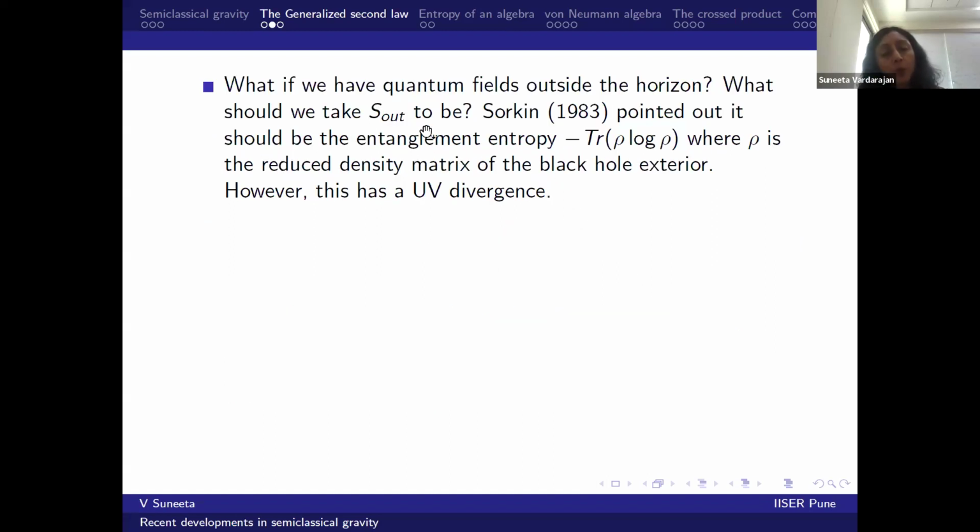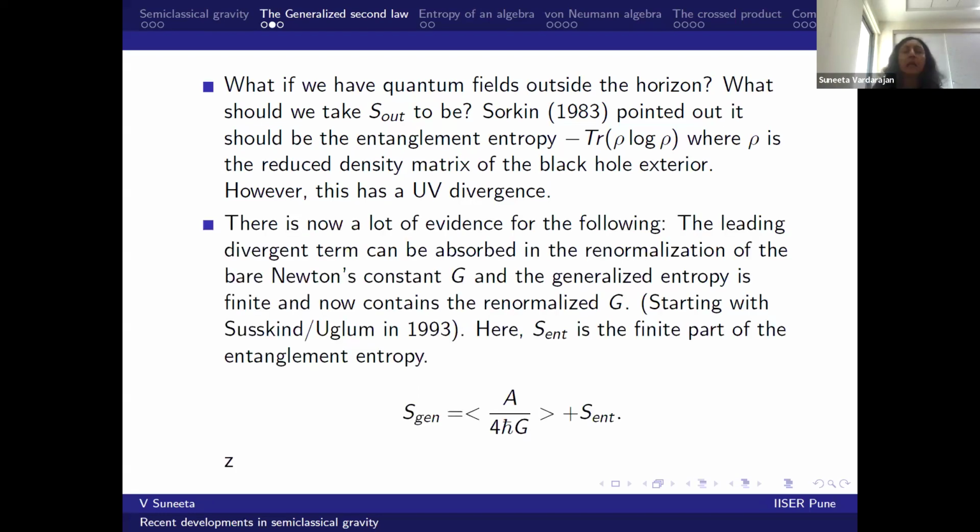Although there is one problem with this entanglement entropy, it has a UV divergence. So it's actually infinite. It's formally infinite if you compute it. But there is now a lot of evidence for the fact that the leading divergent term in this entanglement entropy can be absorbed in the renormalization of the bare Newton's constant G in this formula. Now the generalized entropy is finite and contains the renormalized G. And S ent is now the finite part of the entanglement entropy.